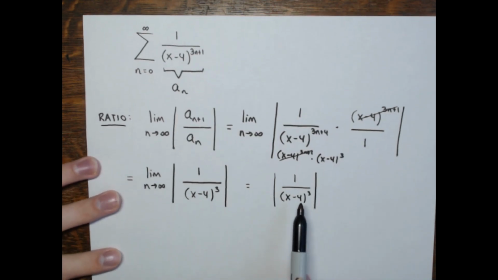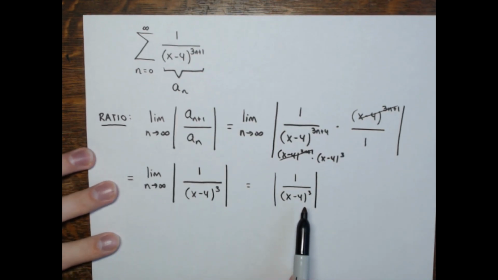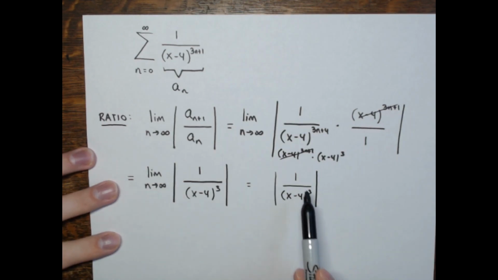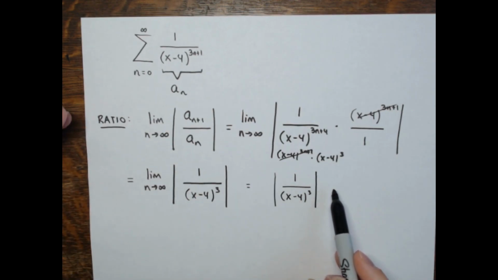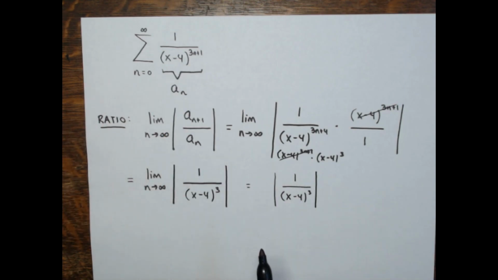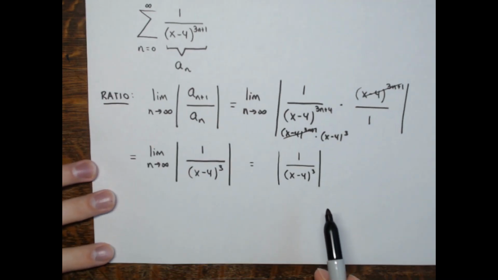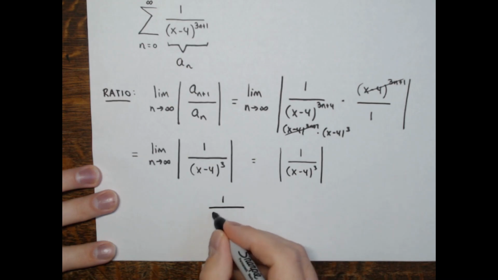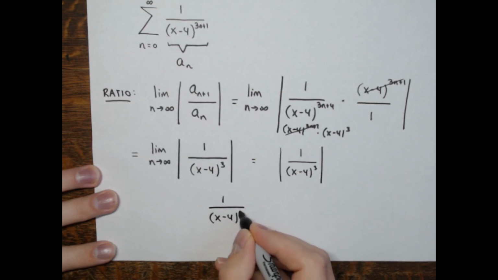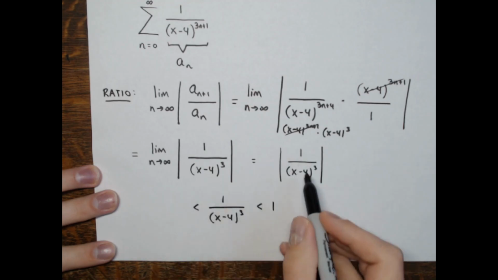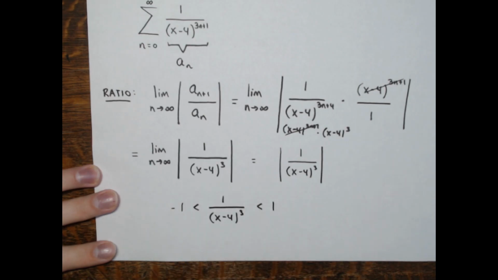Now the question becomes, when is this less than 1? Remember that when the limit of this ratio is less than 1, the series will converge. And then we have to check the ends. Remember, when the limit equals 1, this test is inconclusive, and we have to test it out. All right, so when is this less than 1? Well, that means 1 over x minus 4 cubed must be between -1 and 1, because it's absolute value. Absolute value being less than 1 means you're between -1 and 1.